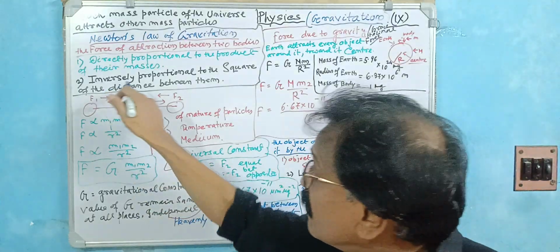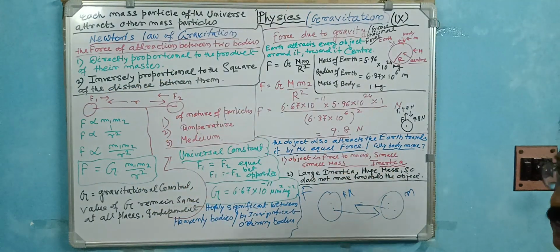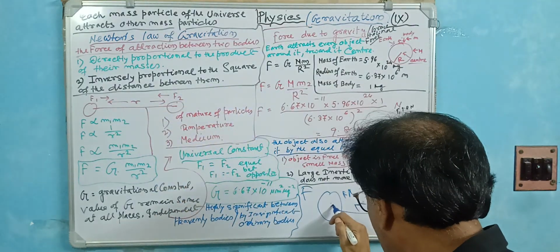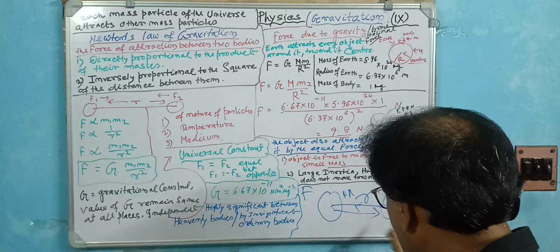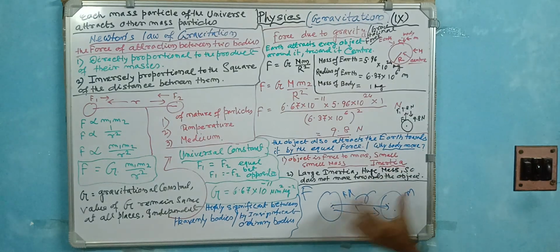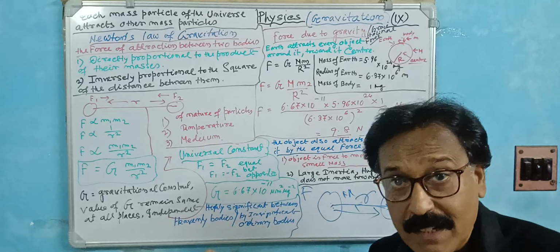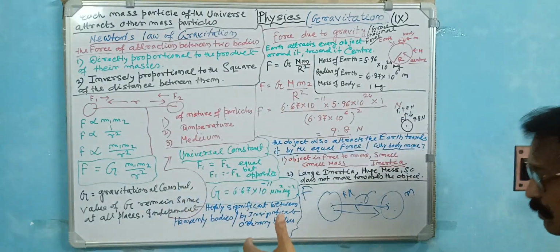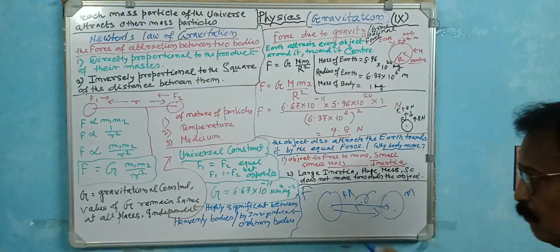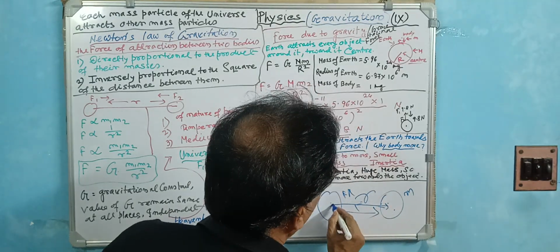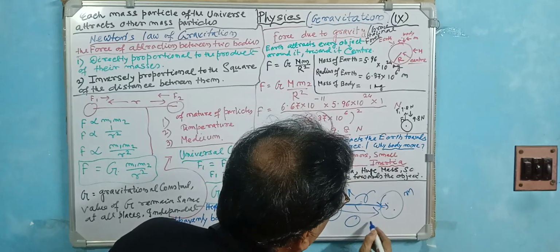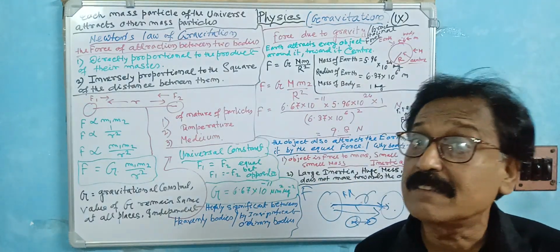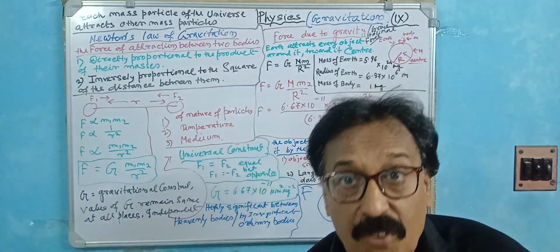And it is inversely proportional. Inversely means it decreases. It is inversely proportional to the square of the distance. Suppose the distance from here to there is R. If the bodies are very near to each other, the force of attraction is high. If the distance between them is far, the force of attraction is less. But if the bodies are very close to each other, the force of attraction increases because the distance is decreased. This is actually called inversely proportional.